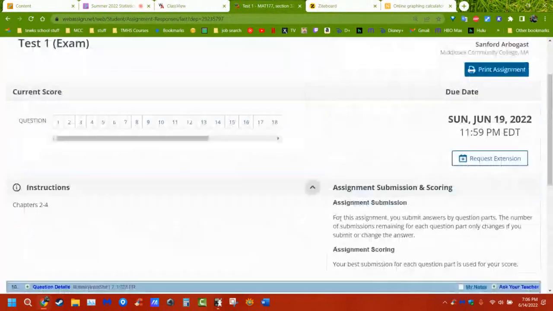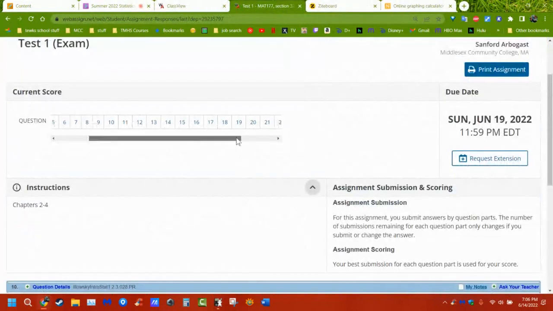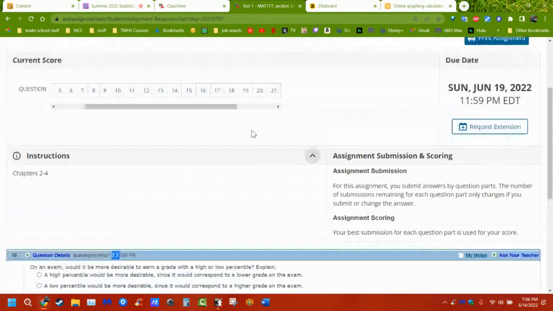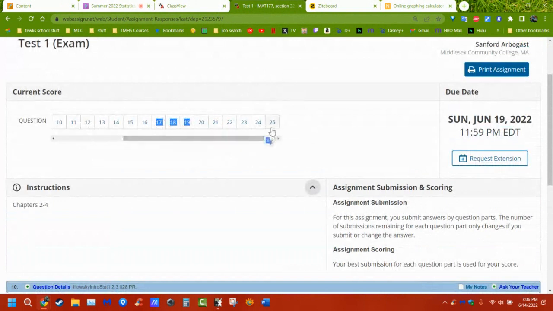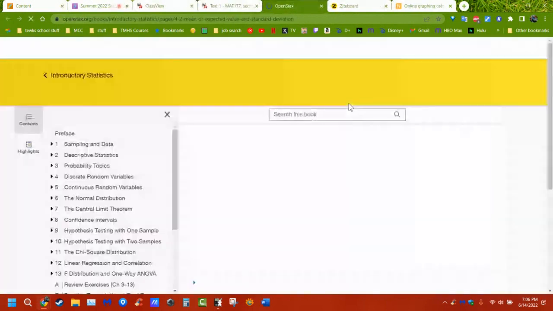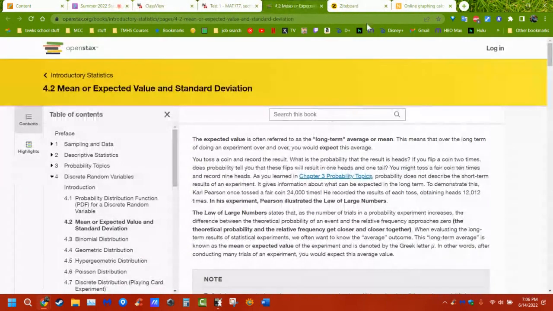So if you completely forget, it doesn't tell you what chapter it is. Well, it kind of does. It says right here, 2.3. That tells you exactly what section each question is from. Problem 24 is from section 4.2. If you don't know how to do that, you click reading and it brings you to 4.2.